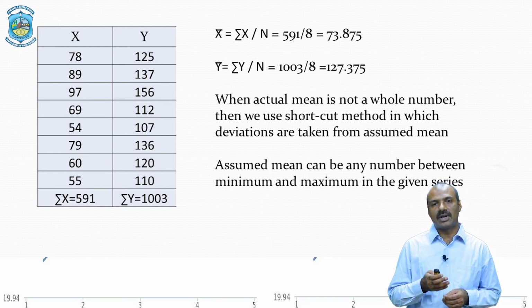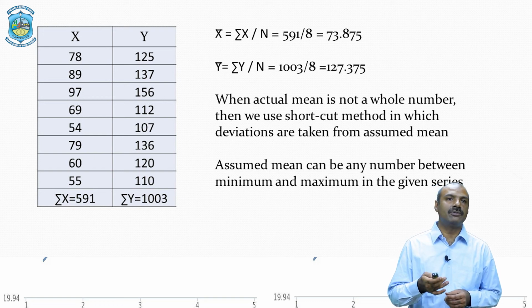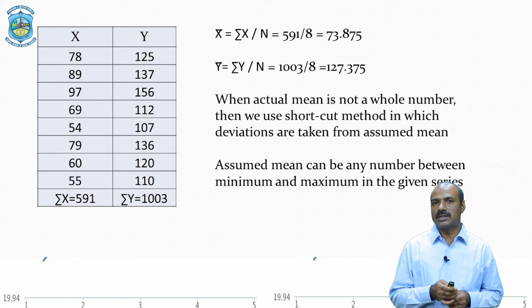Similarly, in the y series, the arithmetic mean also comes in fraction, so we are not going to use the direct method for such questions. Instead, we are going to use the shortcut method. The calculation will be much easier. Now how to solve this question?